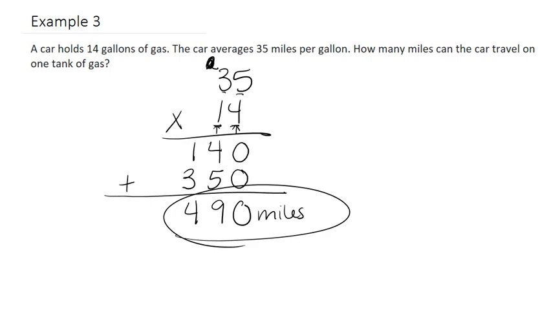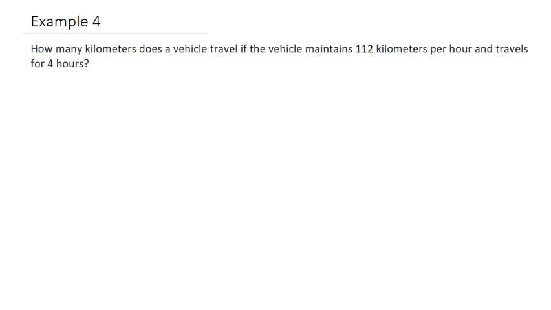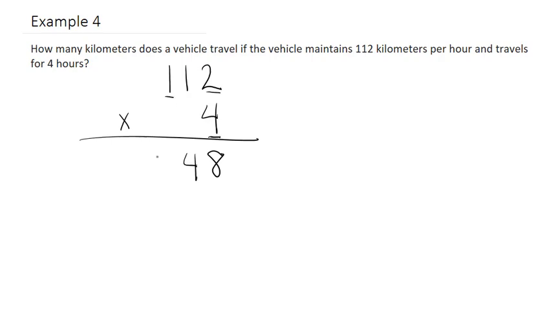Let's do another example. How many kilometers does a vehicle travel if the vehicle maintains 112 kilometers per hour and travels for 4 hours? So once again, we're going to put the larger number on the top, and we'll put the number on the bottom that's smaller, which is the 4. And then we just begin multiplying. We start on the far right. So we would start 4 times 2, which is 8. 4 times 1 is 4, and 4 times 1 is 4. And we would say that the vehicle has traveled 448 kilometers then.